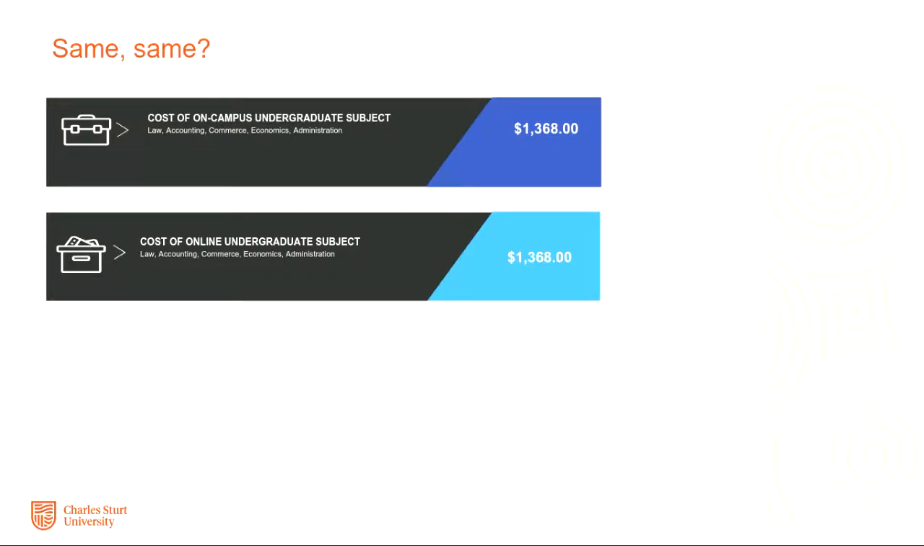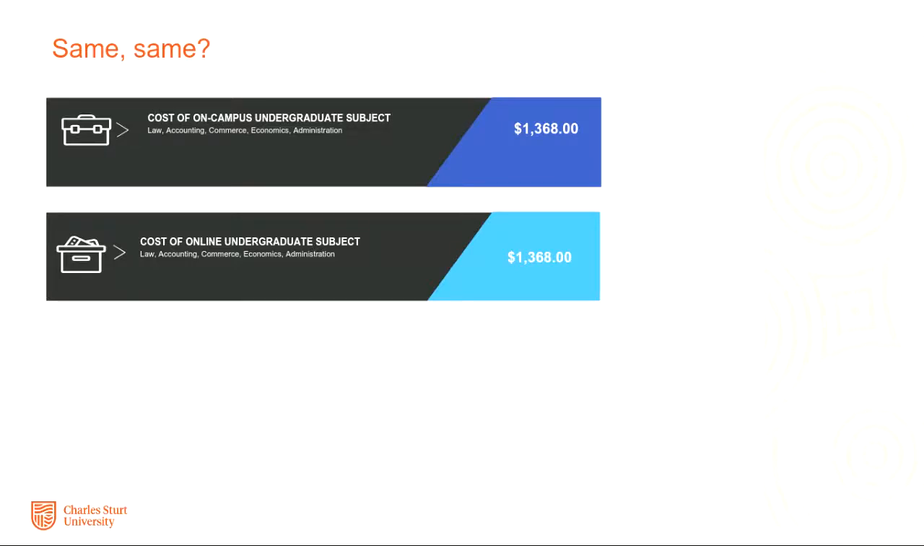The work we've been doing at Charles Sturt University has really been challenging the faculty and asking, is it the same? So we look at the student costs associated with an on-campus student in a particular subject, and then we look at an online undergraduate subject as a comparative example. And what we're getting here, of course, is that the online student and the on-campus student are paying the same amount to do a subject at Charles Sturt University.